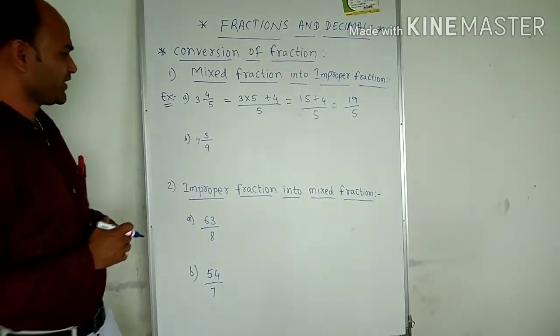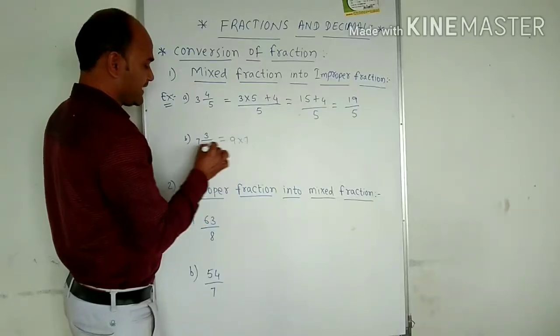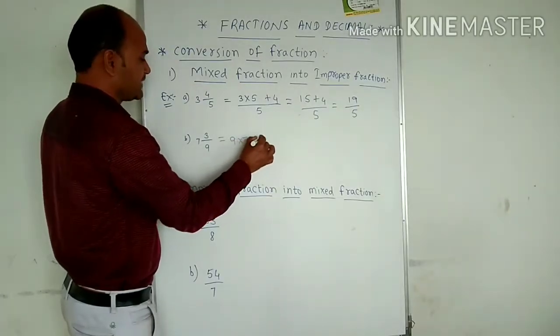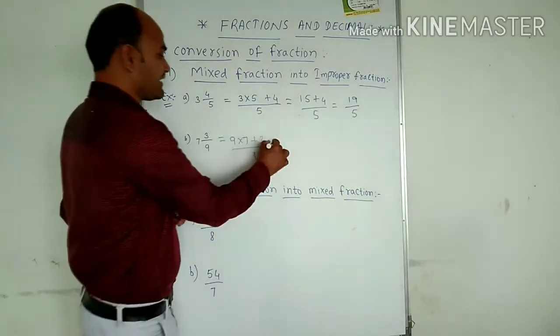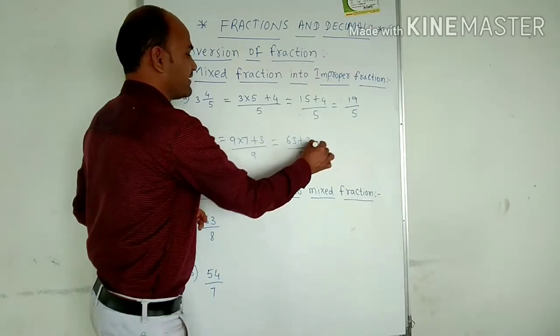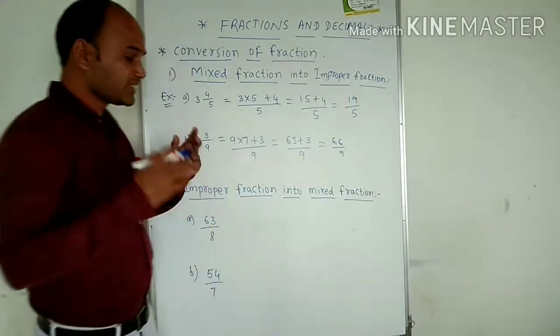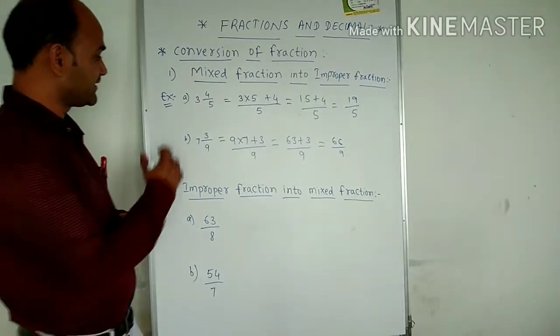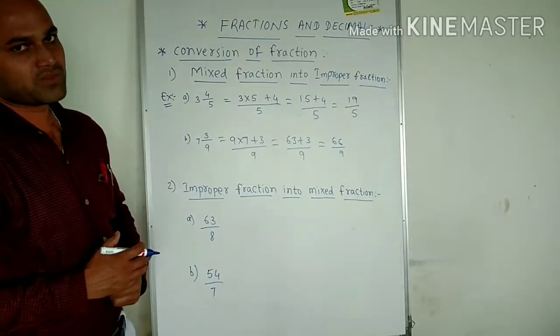In the same way we can do another example, that is 9 7 upon 9. You multiply 9 into 7 and plus 3 you write, and divide it by 9. So here 9 7s are 63 plus 3 divided by 9, that is 66 divided by 9. In this way we have to convert the mixed fraction into improper fraction.